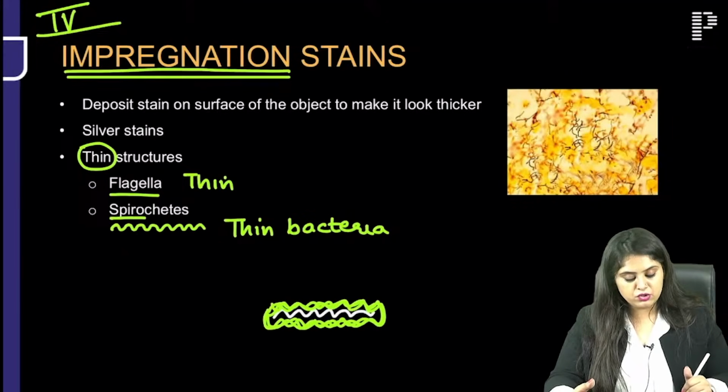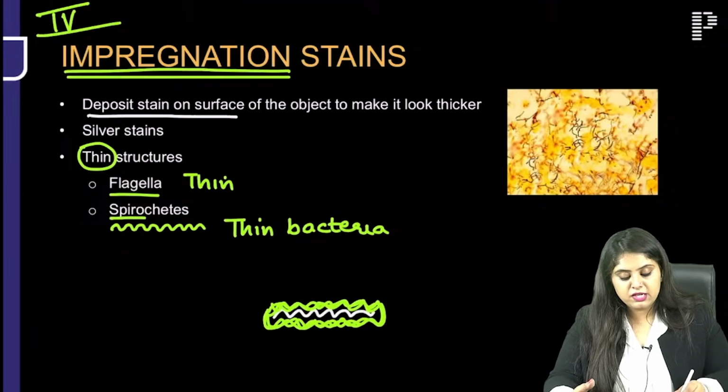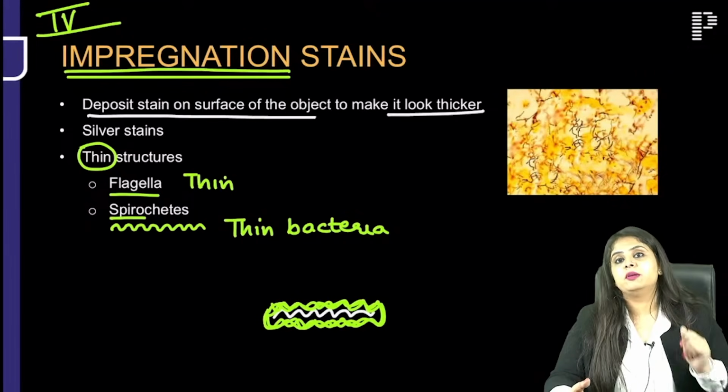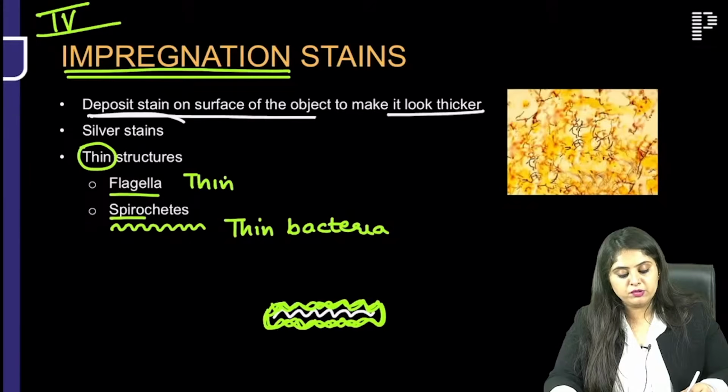This is known as impregnation. You will deposit the stain on the surface to make it look thicker. And because it will look thicker, you will be able to see it under the microscope. So what do you deposit around it?